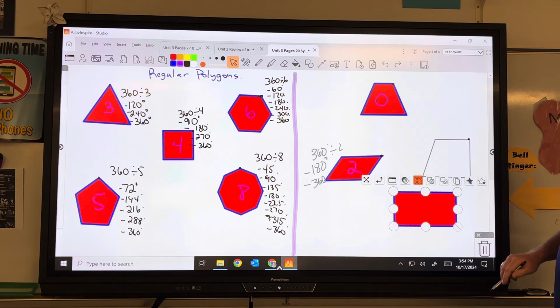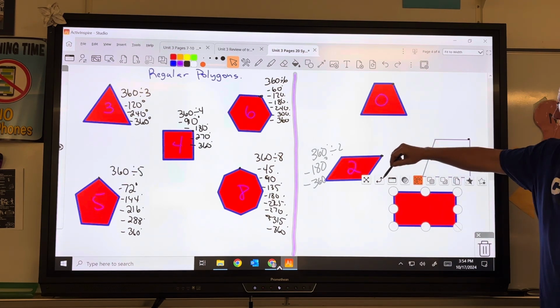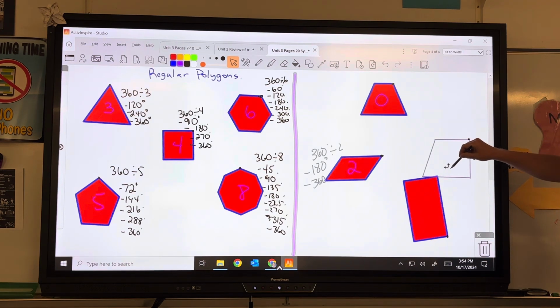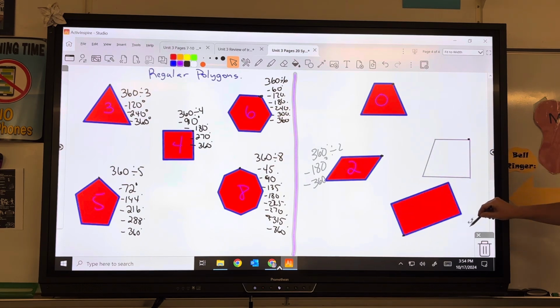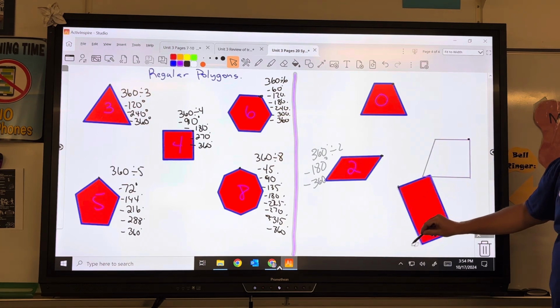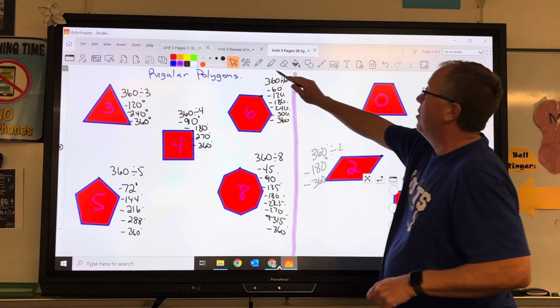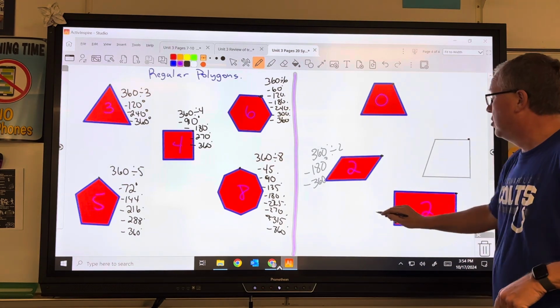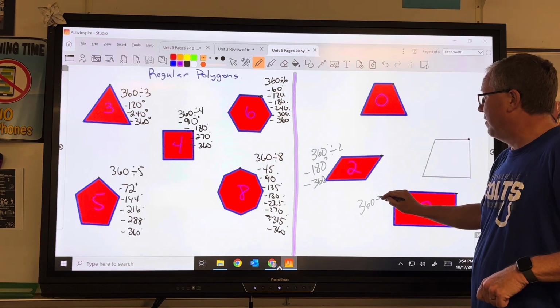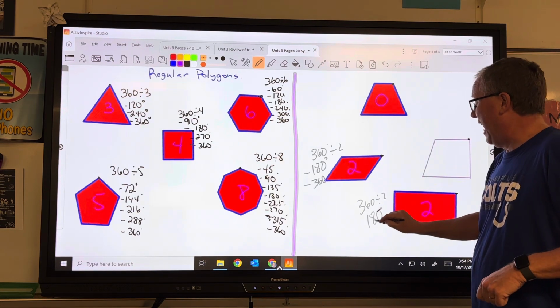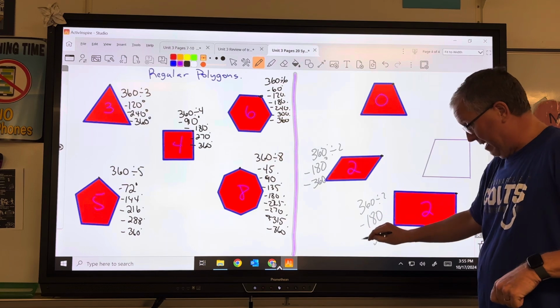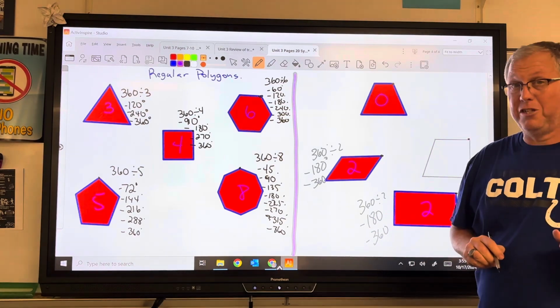But what about my rectangle down here? So my rectangle, ready? Rectangle, that's not the same. There's 1, not the same, and there's 2. So my rectangle also has 2, so I would take the 360, divide it by 2, and I get 180 and 360. Those are my rotational symmetries.